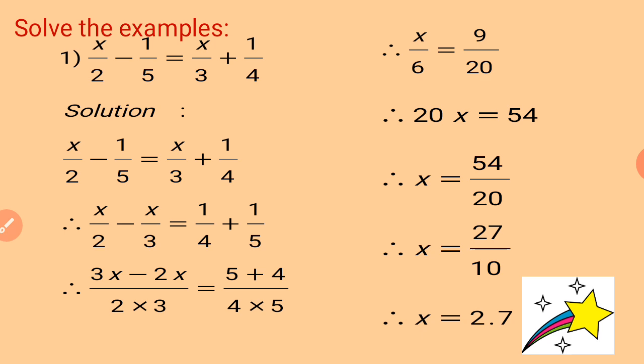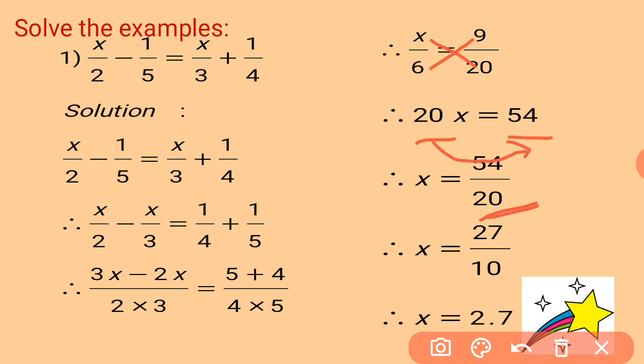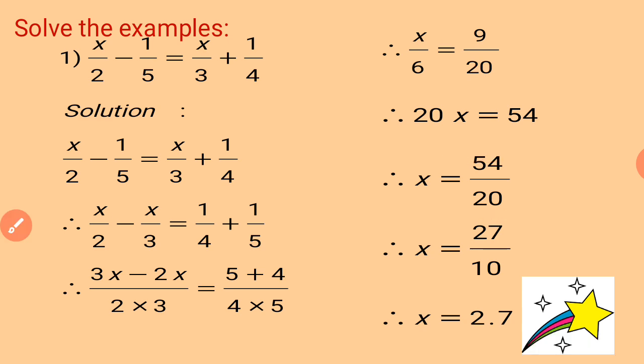Once you reach this, the next step is cross multiplication. X is to be multiplied by 20 and this is how you get 20x, and 6 is to be multiplied by 9, that is 54. This method is known as the cross multiplication method. So you proceed with it and ultimately 20 also gets transposed on the other side and you get 54 upon 20. That comes out to be the value of your x.